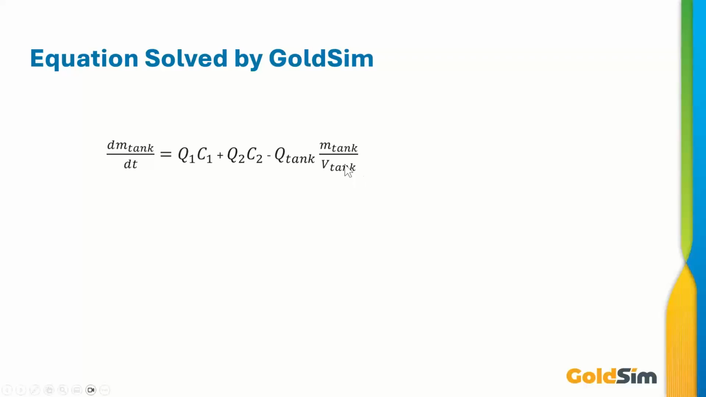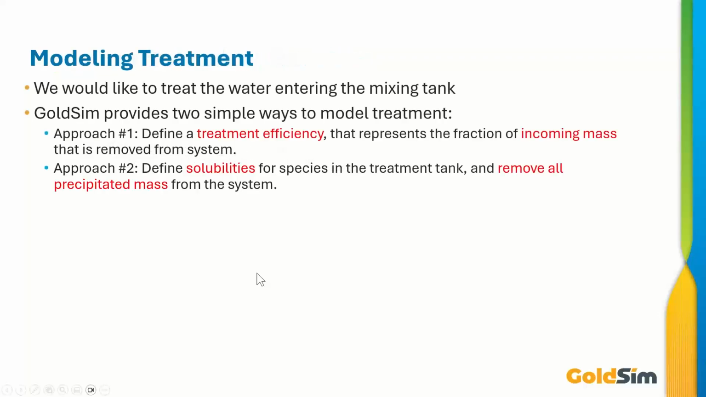The volume of the tank in this case is constant, and this is the differential equation we're solving. We actually have 2, one for each species, but they're uncoupled because the species are not related to each other at all. So that's basically the math that we're solving here. It's not rocket science at all. Okay, so now let's try to treat the water that's entering that mixing tank.